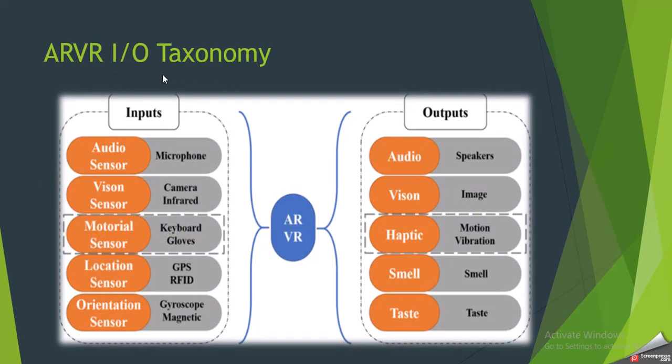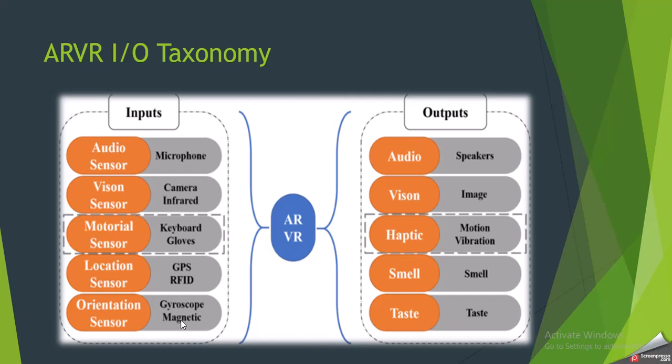So these are the VR IO taxonomy. Input can be audio, it can be from a camera, from keyboard gloves, from GPS, and from gyroscope magnetic. These four are familiar: microphone, camera, keyboard, GPS. What is this gyroscope magnetic?